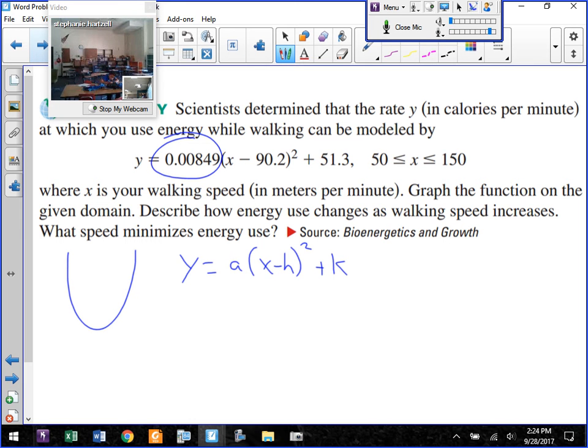Where's your h and k? Where's your vertex? Okay. So I know that my vertex is located at 90.2 for the x, and my y value is 51.3. Now, graph the function on the given domain. Well, the given domain means between 50 and 150. I don't know what it is for the y values, but that's 50 and that's 150.